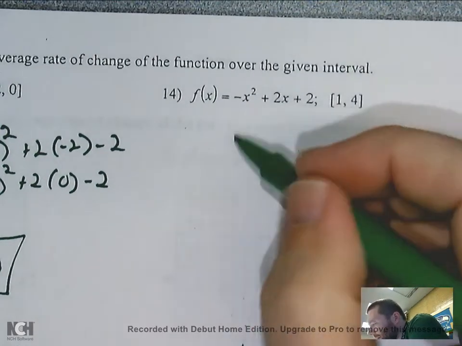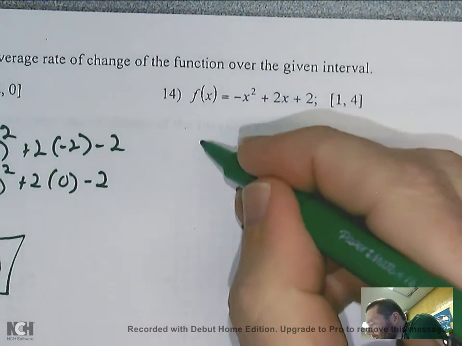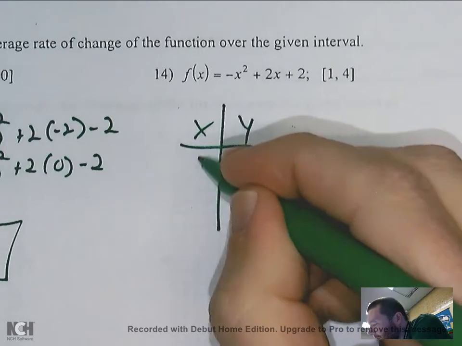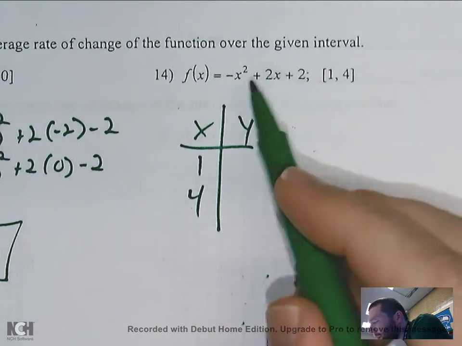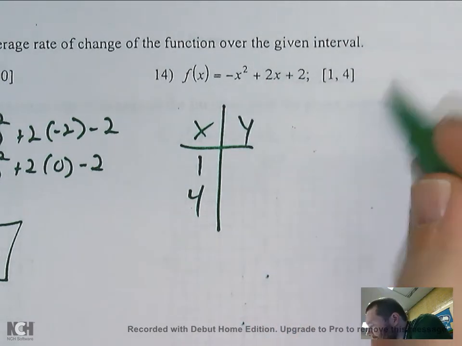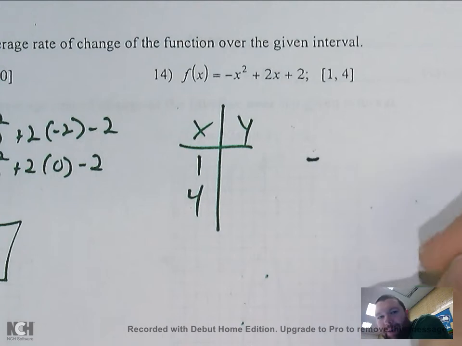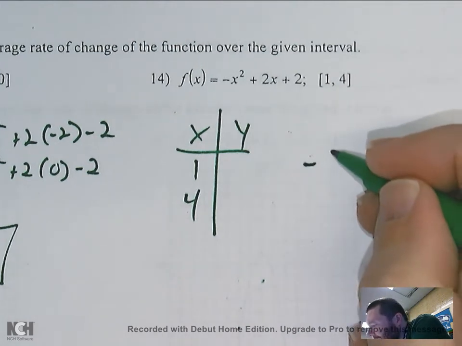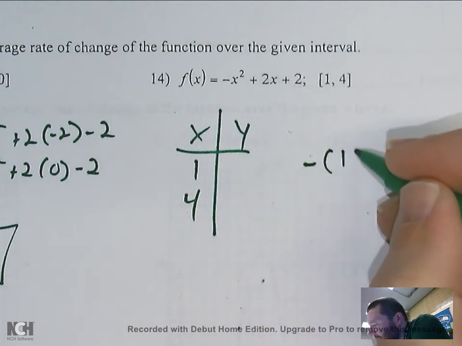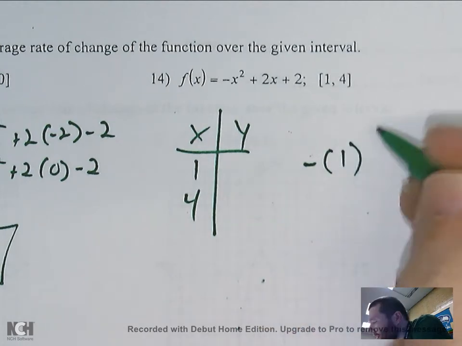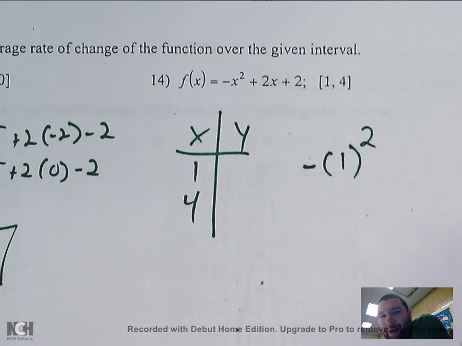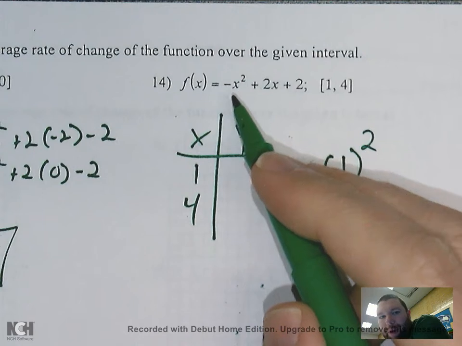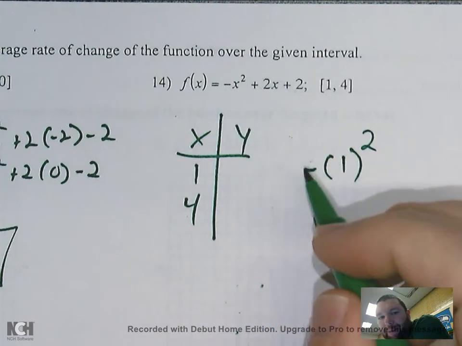So this one, same idea here. So x, y, we're going to use these x values this time, 1 and 4, and we're going to plug them in. Notice this negative in front of the x. When you plug it in, it needs to stay in front of whatever number you plug in. So it'll be negative, parenthesis 1 parenthesis squared. That's very important because that negative is not necessarily part of the number that you're plugging into x. It's in front of it.